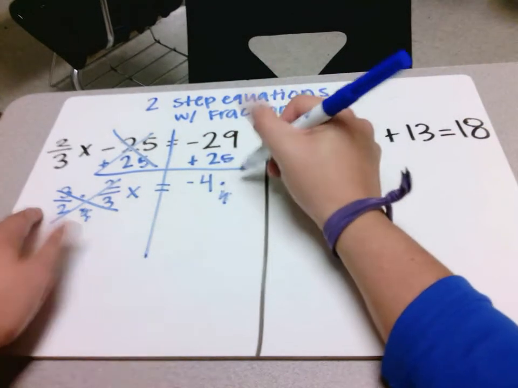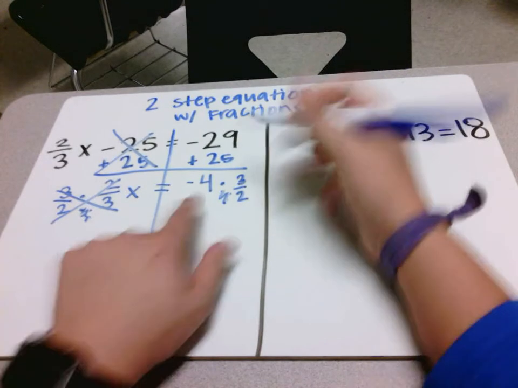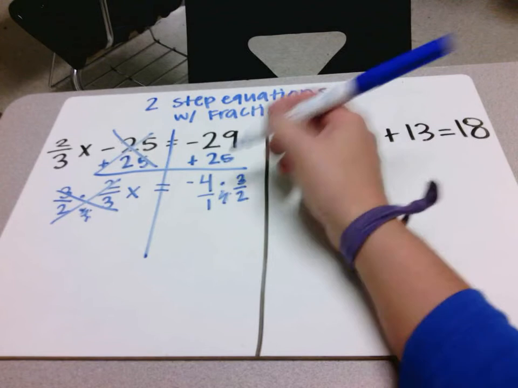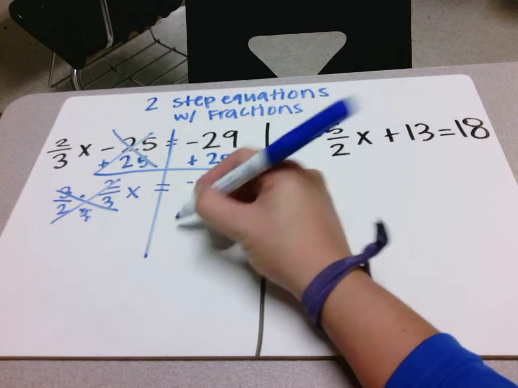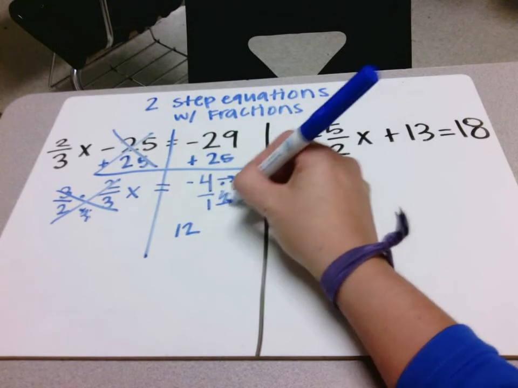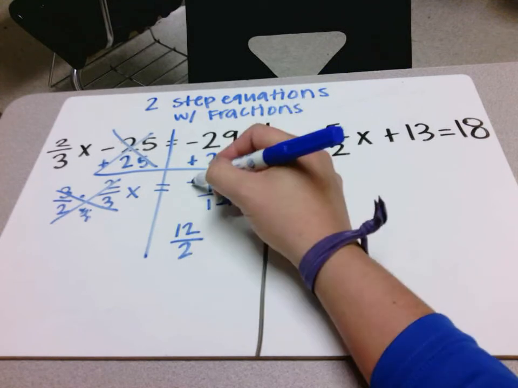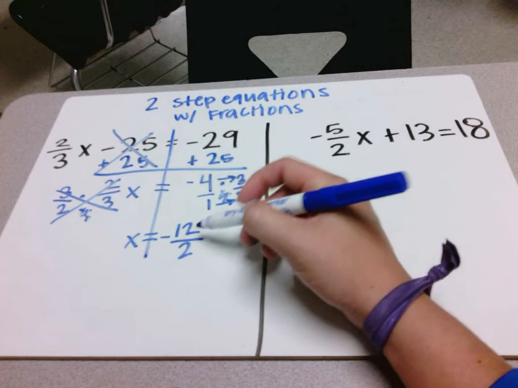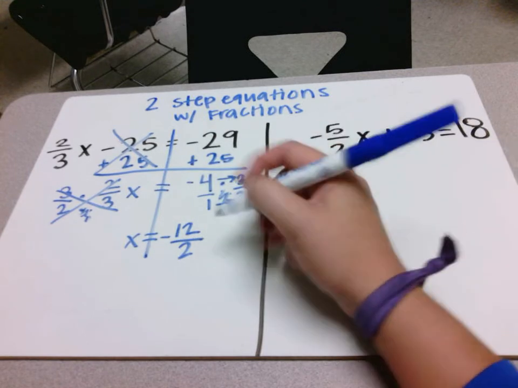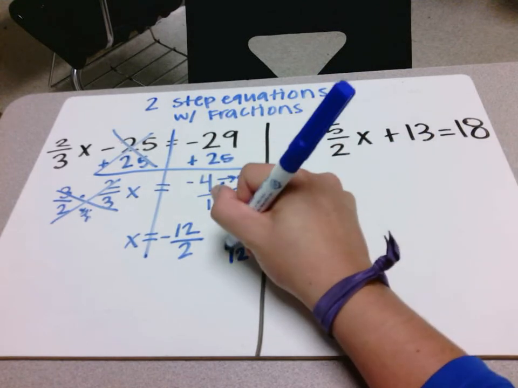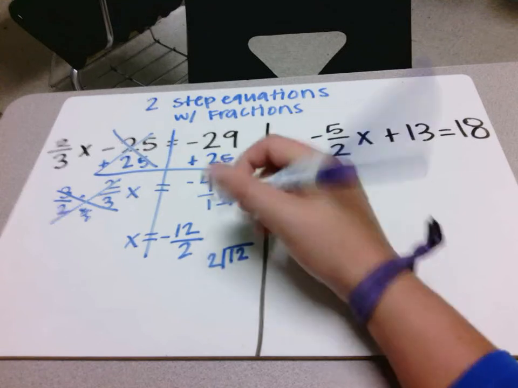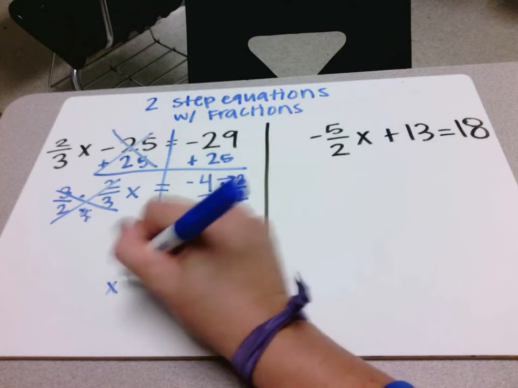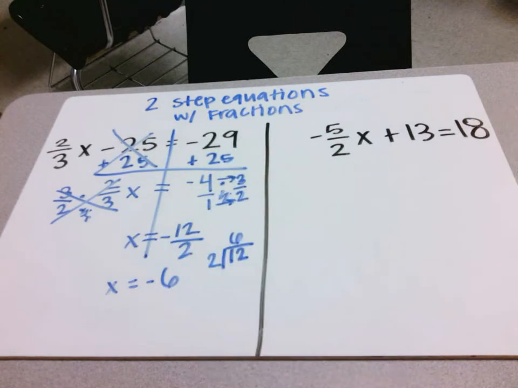I'm going to multiply by the reciprocal. Now, since 4 is a whole number, I'm going to put it over 1, and then just multiply straight across. 4 times 3 is 12. 1 times 2 is 2. And I can't forget that negative. A negative times a positive is a negative. Now, I could still simplify this even further, because that 12, my numerator, is going to be divided by my denominator, which makes 6. So my answer will be negative 6.